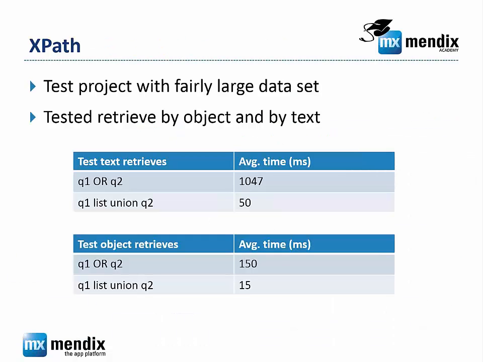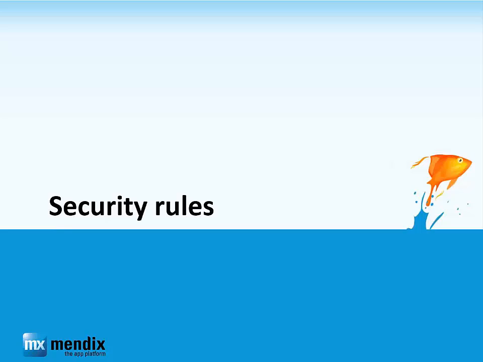So how important is optimization of XPath queries? Well, very important. Again, there was a study done by my coworkers to look at the test projects with fairly large data sets, and they noticed that when they had OR statements, it took them up to 20 times longer to retrieve information versus if they just used a list and a union of those two objects. So if you reduce your complicated XPath constraints, your performance can be anywhere from 10 to 20 times better.